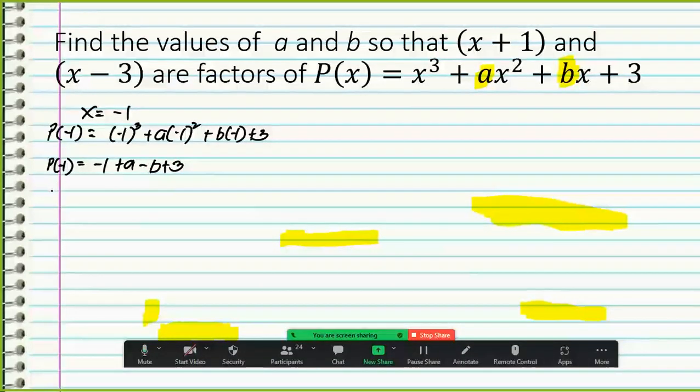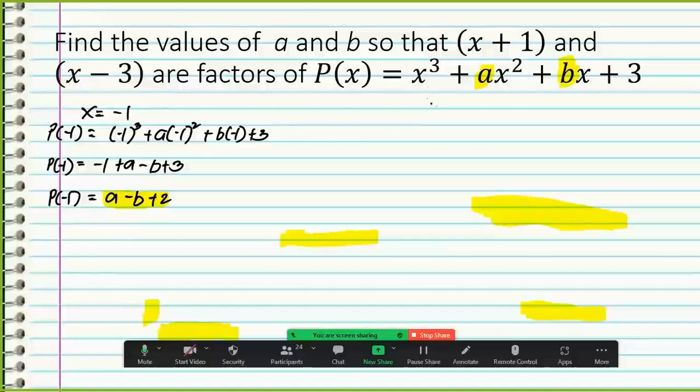Then combine like terms. We have p of negative 1. So we have positive 2, so we have a here, and positive 2. Okay? So that's the equivalent expression of p of negative 1.